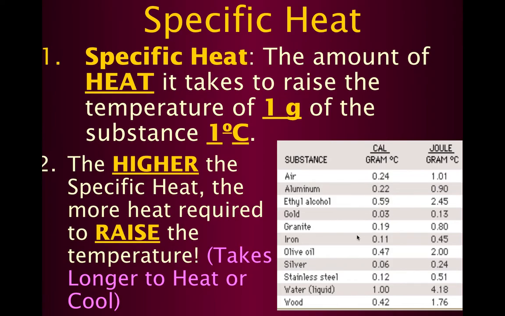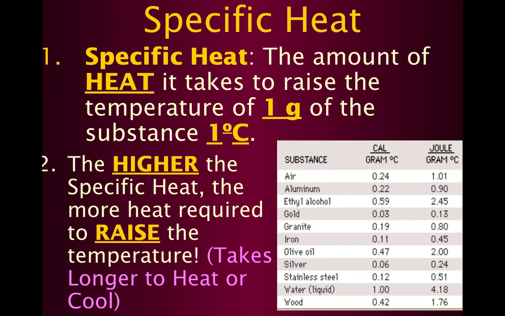Let's look at water. Its specific heat is 4.18. That means it's going to take a whole lot of energy to heat 1 gram by 1 degree, as compared to something like silver, or even gold. They have a very small number, which means it doesn't take a lot of heat or energy to heat them up 1 degree.